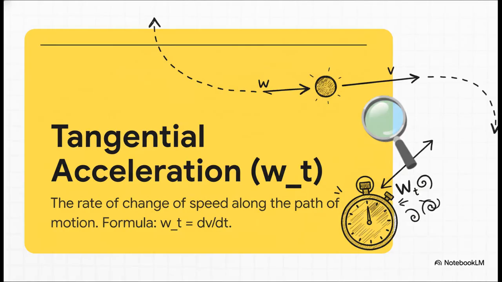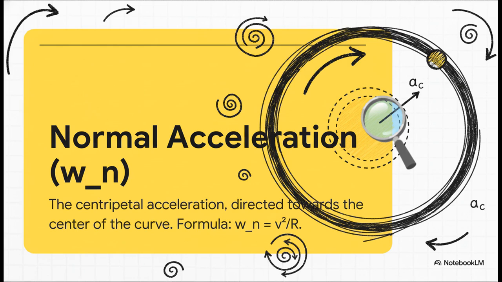So, let's put a formal definition on it. Tangential acceleration, which we'll call Wt, is literally just the rate of change of speed. If you speak calculus, that's just the first derivative of velocity with respect to time. It always points right along the path the particle is moving. Simple as that. And then we have its partner, normal acceleration, Wn.